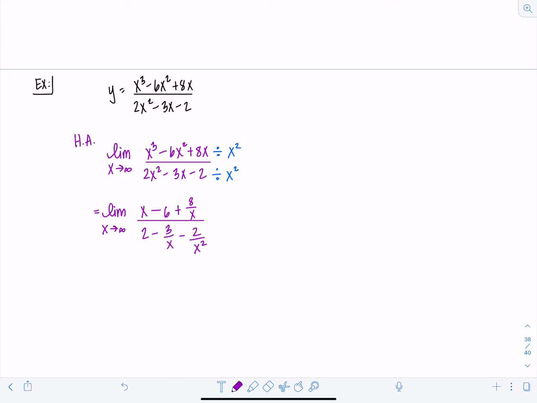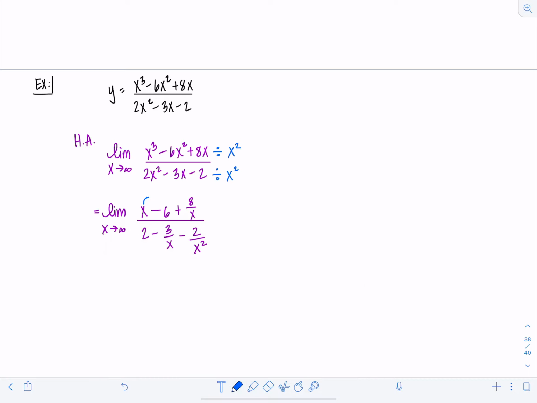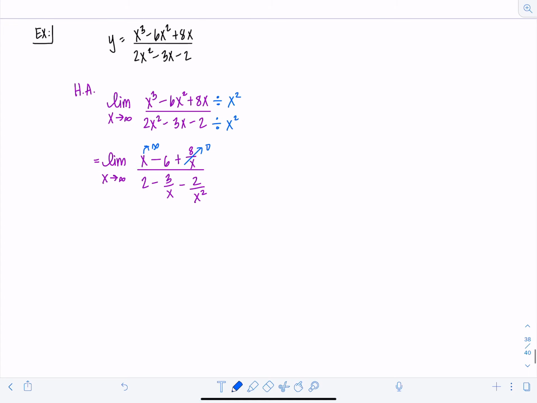All right, bravo. So x goes to infinity. That means this term's just blowing up, going towards infinity. Negative 6 is a constant. It's going nowhere. 8 over x, that guy goes to 0. And then 2, that's a constant. 3 over x goes to 0. 2 over x squared goes to 0.